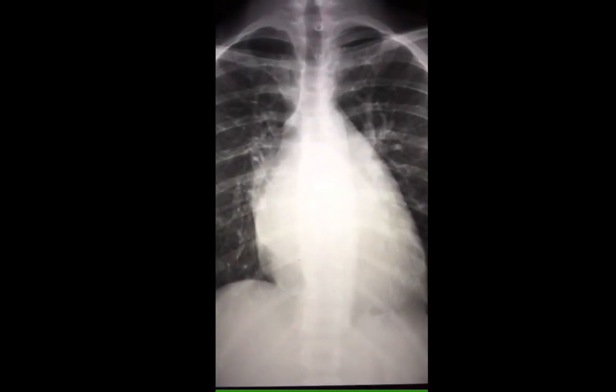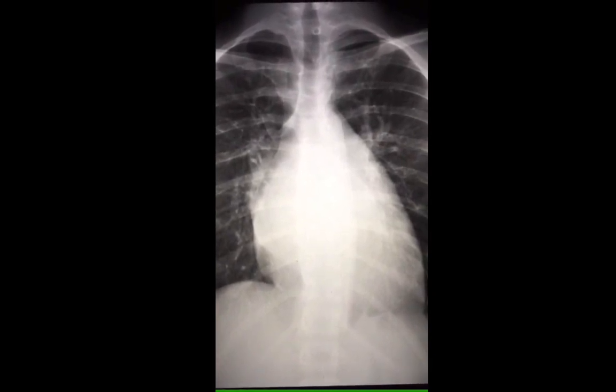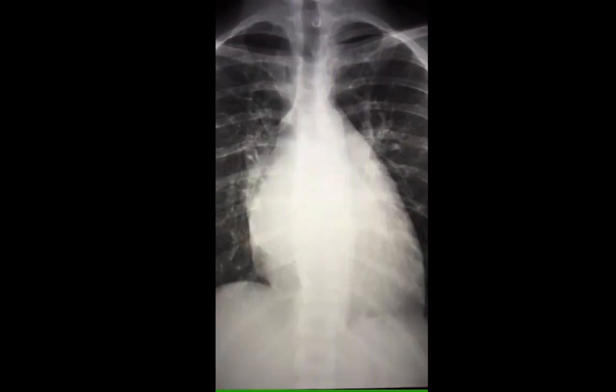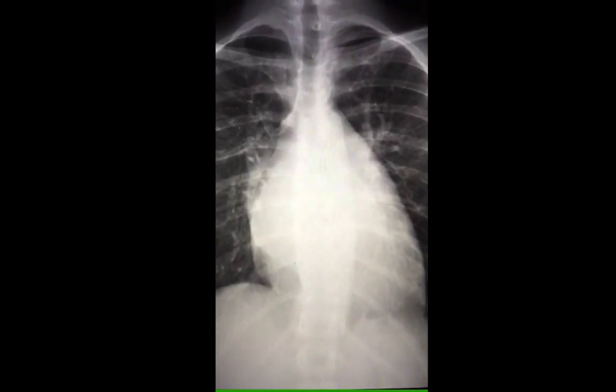The teaching point from this case is to remember that in a normal patient who is standing, the vessels in the upper lung should be smaller than those in the lower lung. If the vessels in the upper lung are equal or larger than those in the lower lung in a patient who is standing, that's a sign of pulmonary venous congestion.